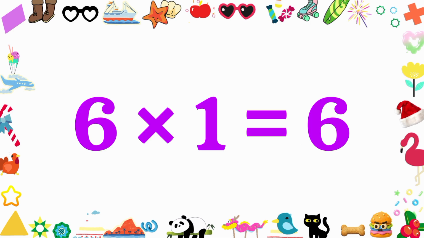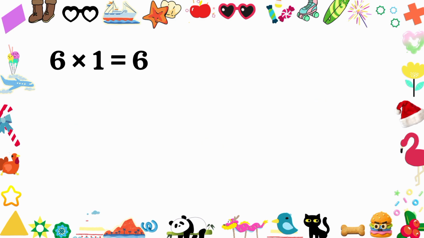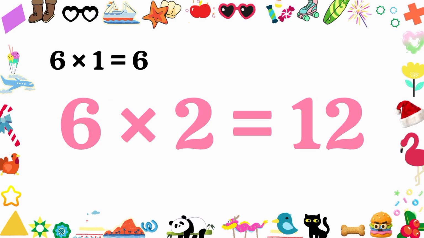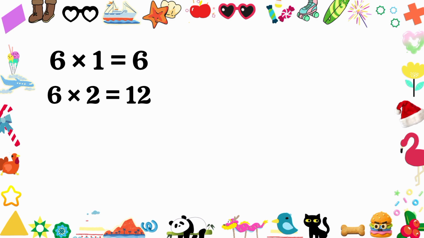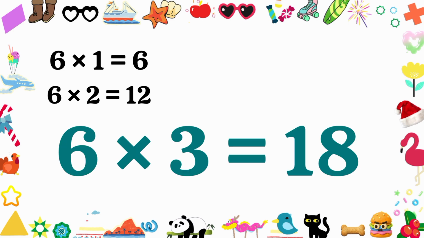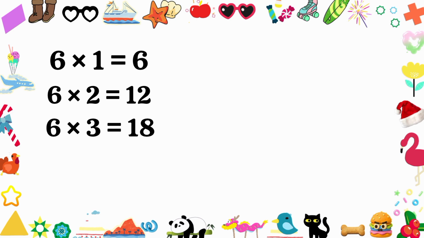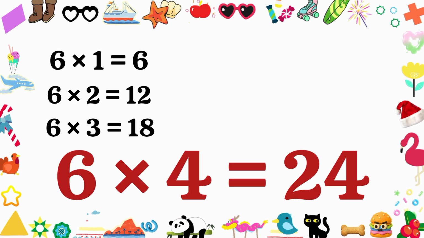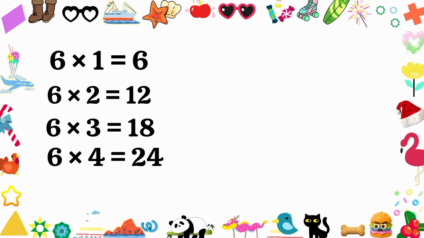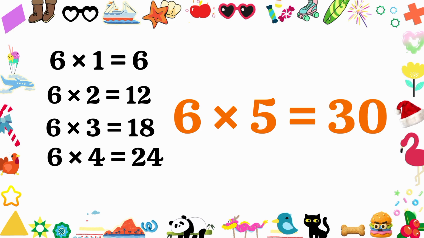Repeat after me loudly. 6 times 1 equals 6. 6 ones are 6. 6 times 2 equals 12. 6 twos are 12. 6 times 3 equals 18. 6 threes are 18. 6 times 4 equals 24. 6 fours are 24. 6 times 5 equals 30.